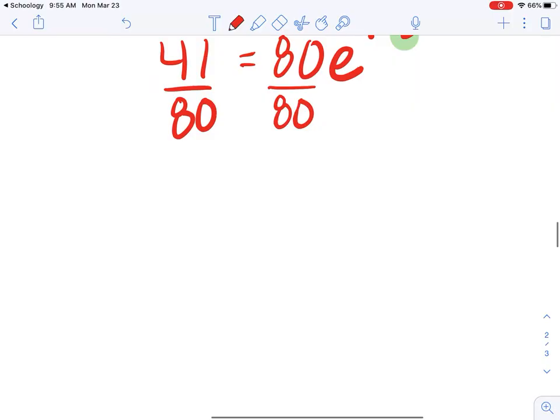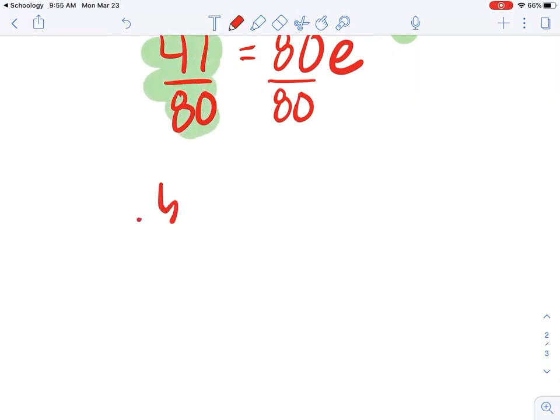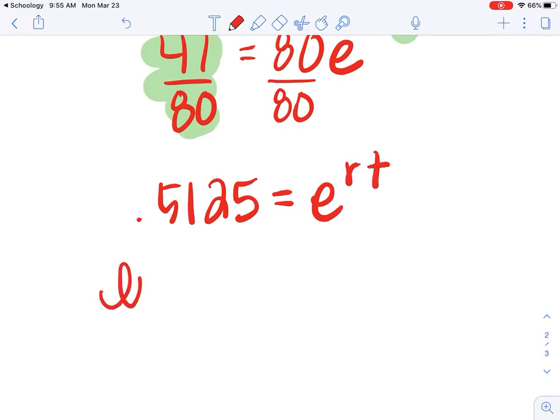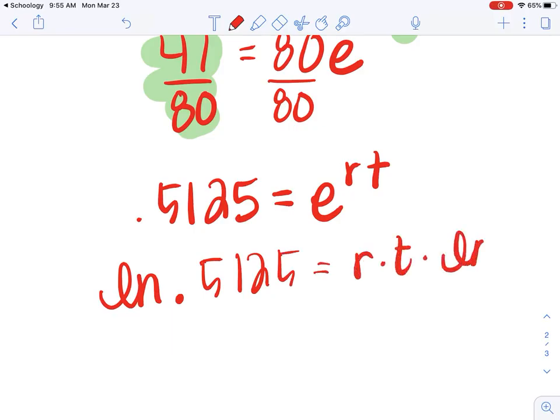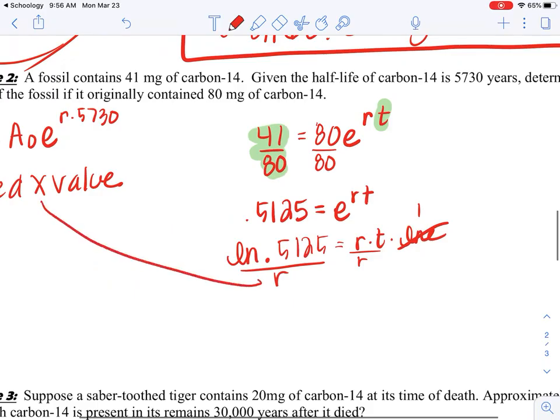First thing I need to do is divide both sides by 80. If you put this in your calculator, you do get a nice decimal. You can leave it as a fraction if you want, though. Natural log both sides. Natural log of E is 1. And then once again, I'm solving for T, so I'm going to divide both sides by R, which is my stored X value. So if you're using X instead, that's absolutely fine.